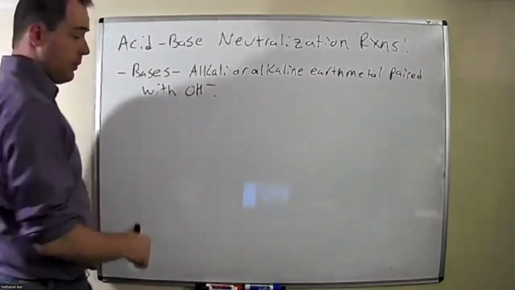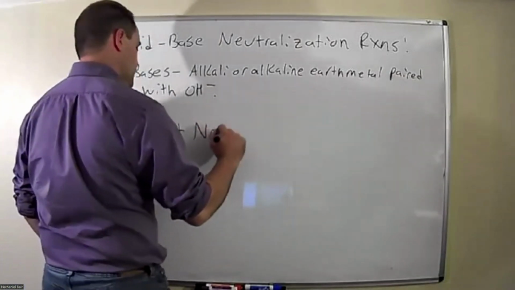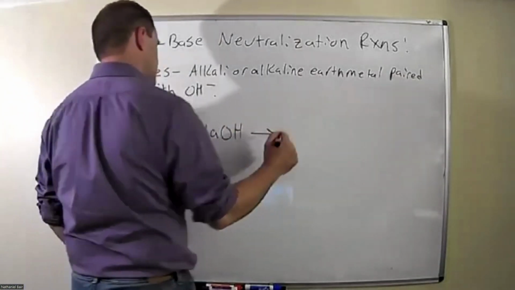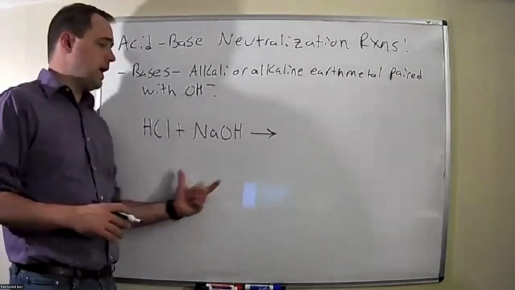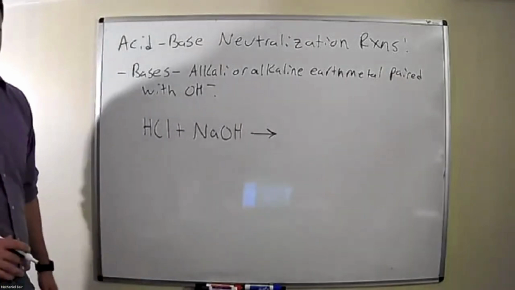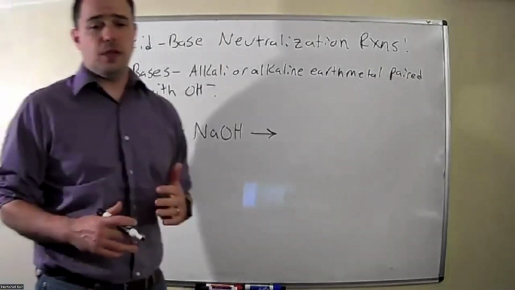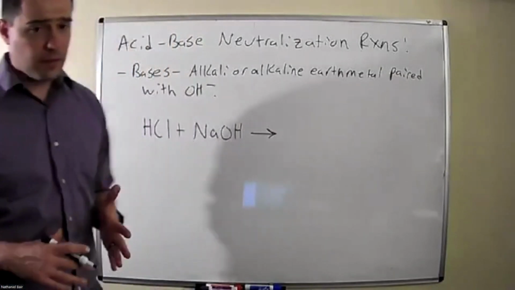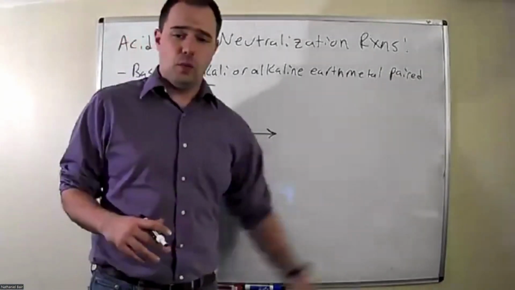So let's look at an example. This is kind of our stereotypical acid-base reaction: hydrochloric acid reacting with sodium hydroxide. It's going to be a double replacement reaction. All acid-base neutralization reactions are double replacement reactions. Okay? And we're always going to make a salt and water.